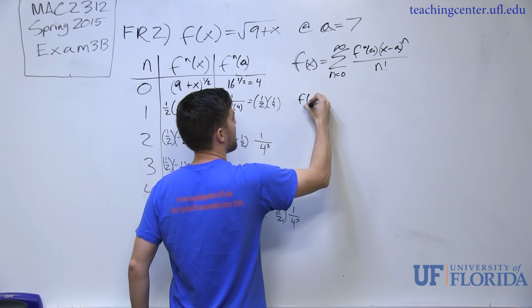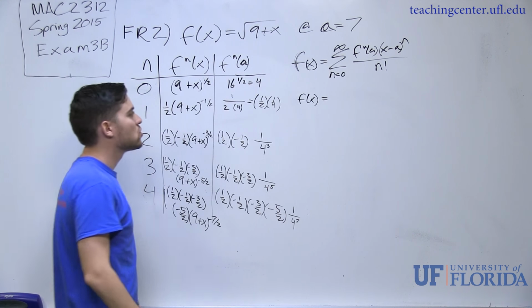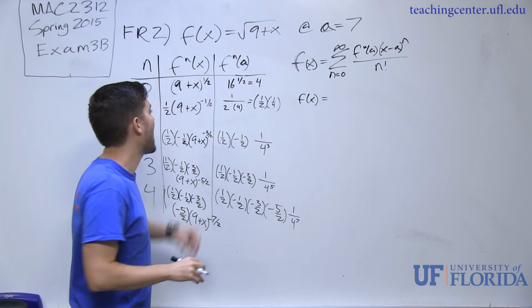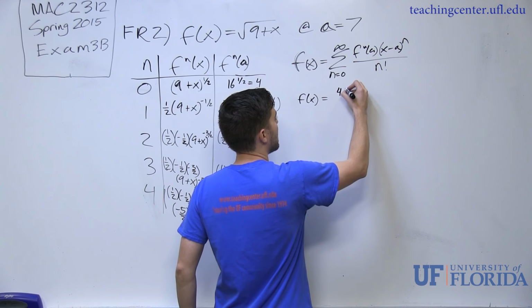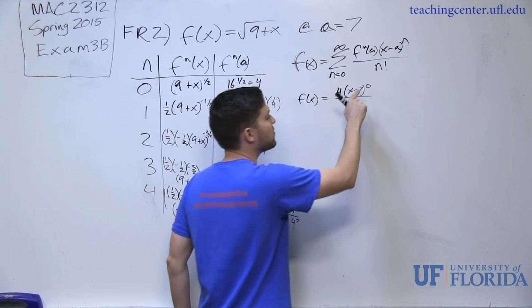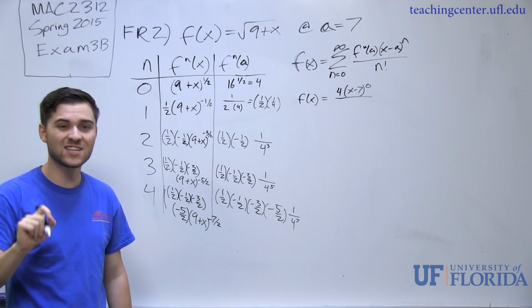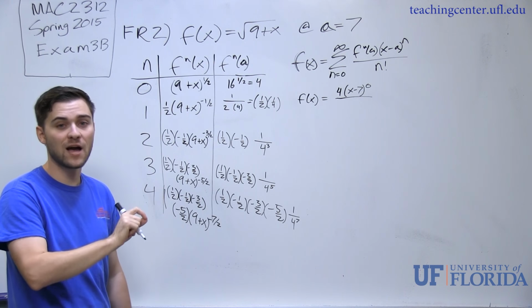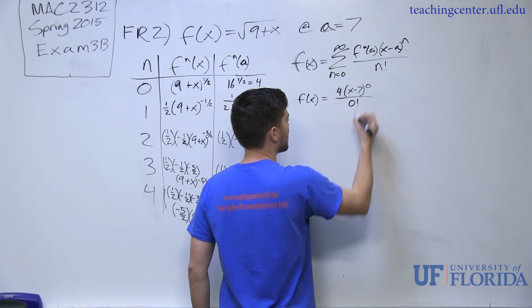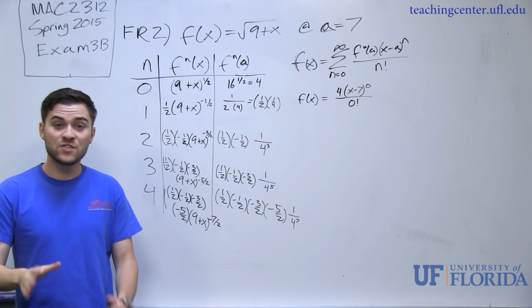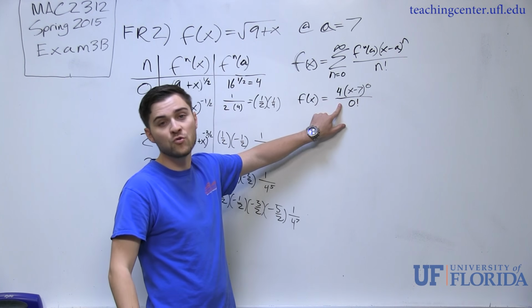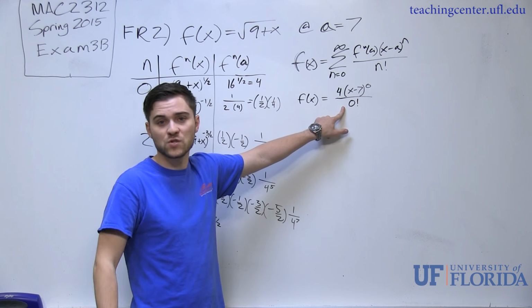So f of x is equal to, so if I want my n equals 0 term, I have my f^n of a, that's 4 times x minus 7 to the 0, which is 1, but I will denote it as x minus 7 to the 0 because, again, I think it's good notation to make sure that you do account for that extra 0 term. So, 0 factorial, which also, as a review, is equal to 1. 0 factorial is not equal to 0. If it was equal to 0, we'd have a huge problem here. But 0 factorial is equal to 1.